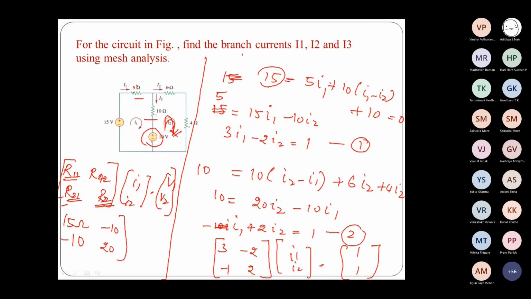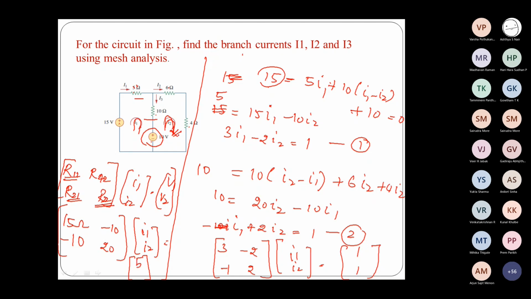We have written this resistance matrix. Current matrix is just unknown current I1 and I2. Now this is very important, V1 and V2. V1 is nothing but the voltage source for loop 1. So we have two voltage sources. One is 15, the other one is 10. For loop 1, 15 and 10. As per this direction, this is a rise and this is a drop. So 15 minus 10, it's 5.